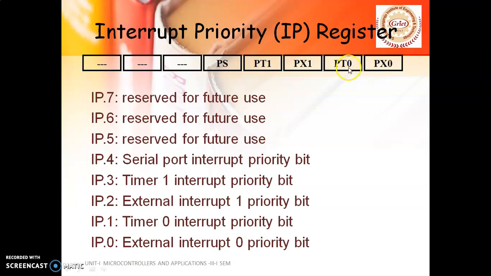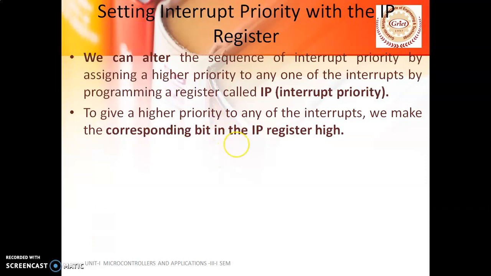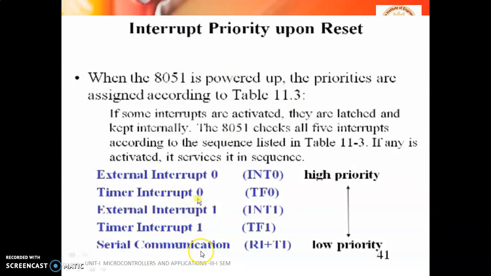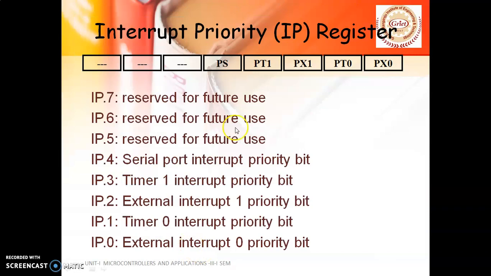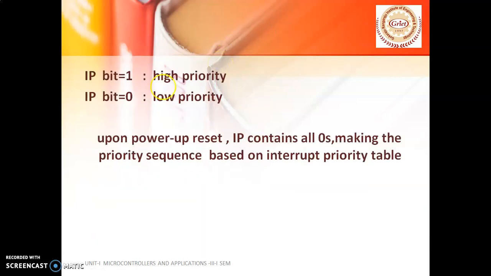PX0 stands for external interrupt 0 priority bit. If you want to give the highest priority to, for example, PS, which stands for RI or TI, it currently has the lowest priority. If you see this priority table, serial communication has the lowest priority. But if I want to make it the highest, you need to program this particular bit to 1. If you program this bit to 1 in the IP register, we are giving the highest priority to the serial port. If you make this bit 0, we are giving the lowest priority. So to change or alter the priority order, we need to go with the IP register. IP bit 1 means highest priority, IP bit 0 means lowest priority.